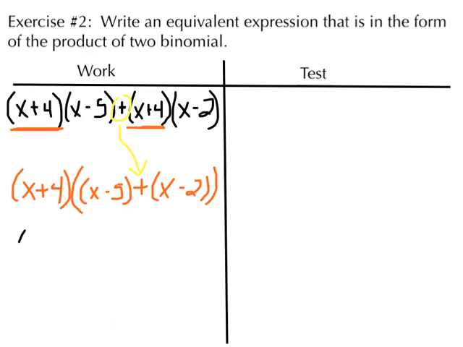So I have x plus 4 out front. Now let's simplify inside. X plus x gives me 2x. Negative 5 plus negative 2 gives me negative 7. There is my product of two binomials. That's my two binomials.